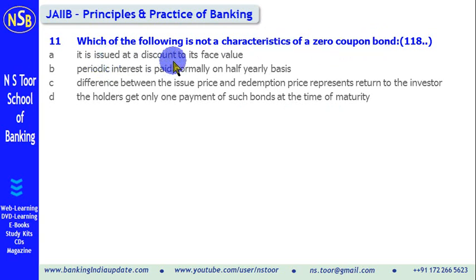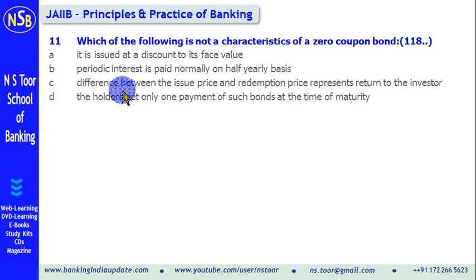A. It is issued at a discount to face value. B. Periodic interest is paid normally on a half-yearly basis. Here we have to find out which is not the characteristic. It is issued at a discount to face value. Yes, it is like that. Hence, this is not our answer. Periodic interest is paid normally on a half-yearly basis. So no interest is paid on this bond. This is not a characteristic of this bond. Hence our answer will be B.